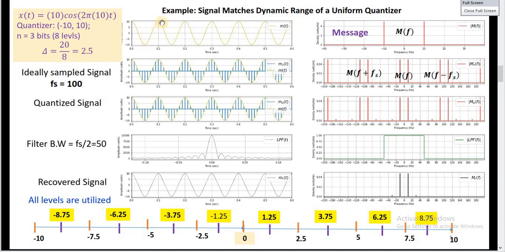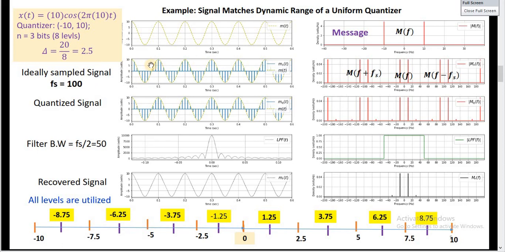This is a plot of the message signal. This is the original signal, and this signal is sampled at a sampling rate of 100 samples per second. Now the Nyquist rate for the message signal is 20 Hertz, which is twice the message bandwidth. So we are sampling at a rate which is much higher than the Nyquist rate. This is our sampled signal.